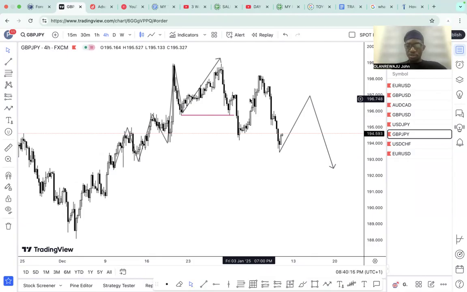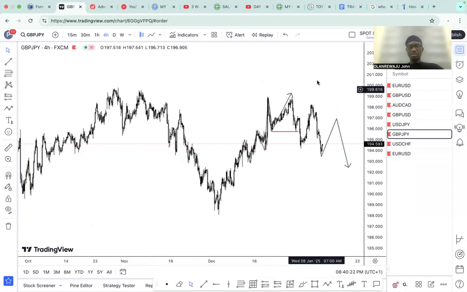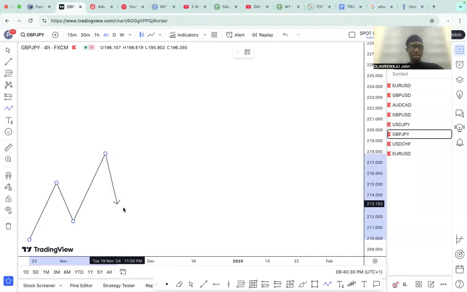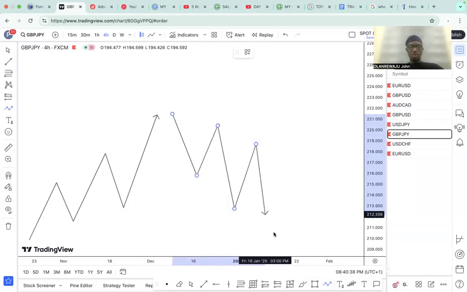So that will be all for this session, guys. I do hope you understand the simplicity of market structure. Let me take it one more time again: an uptrending market is a market that creates what? Series of higher highs and higher lows. A downtrending market is a market that creates series of what? Lower highs and lower lows.